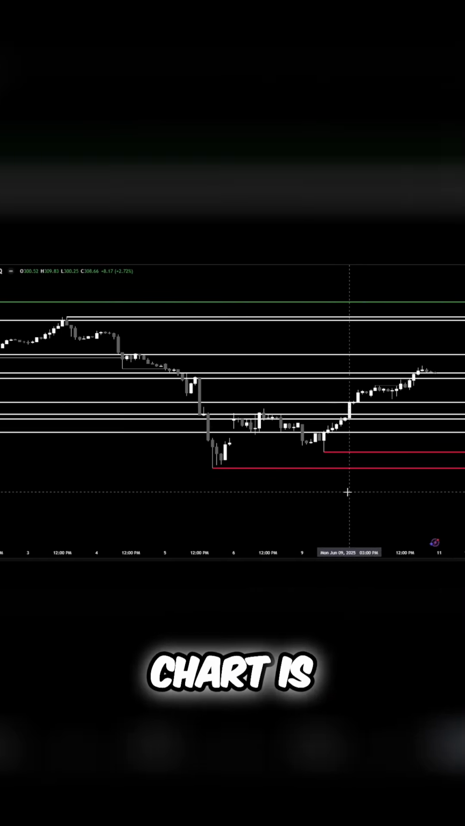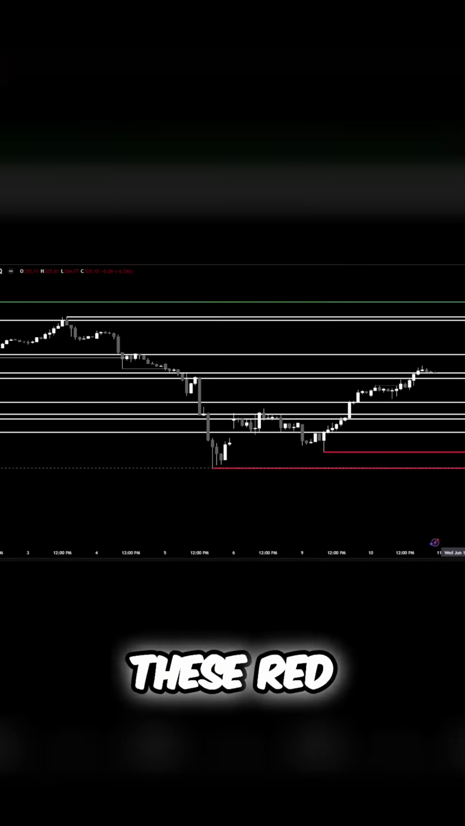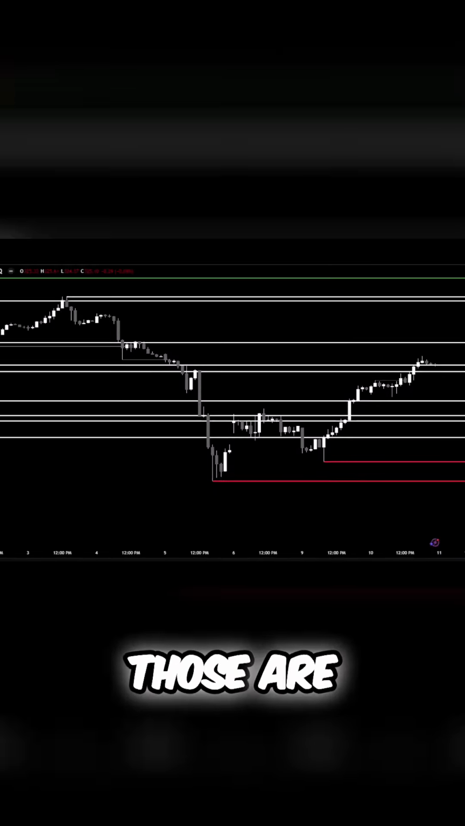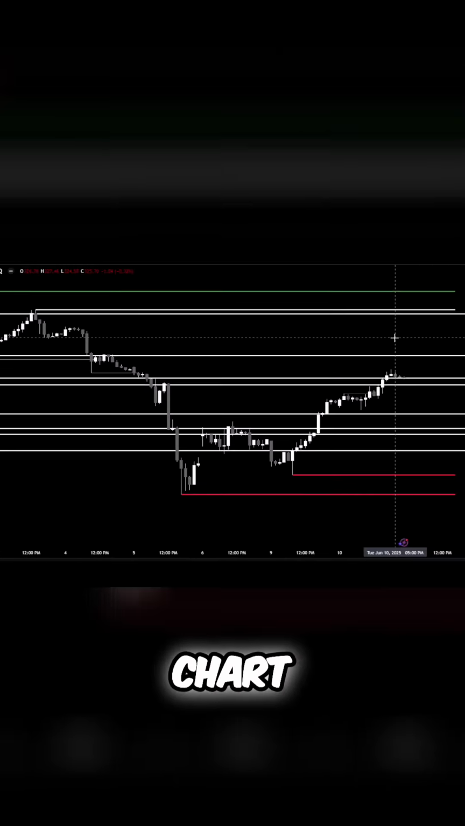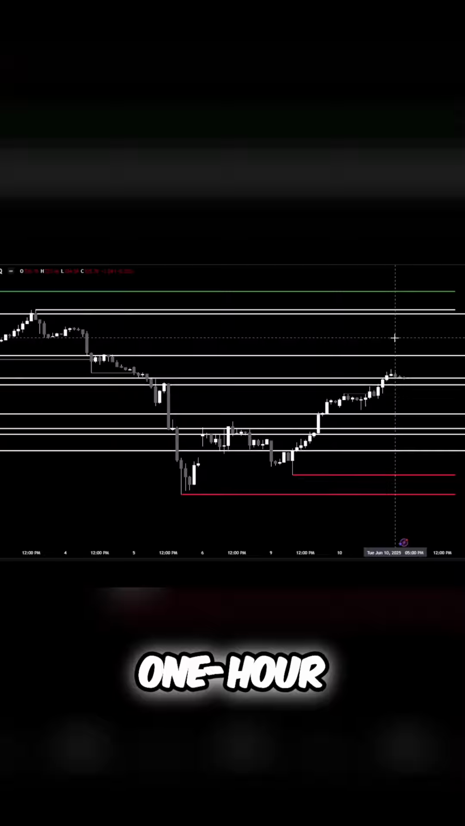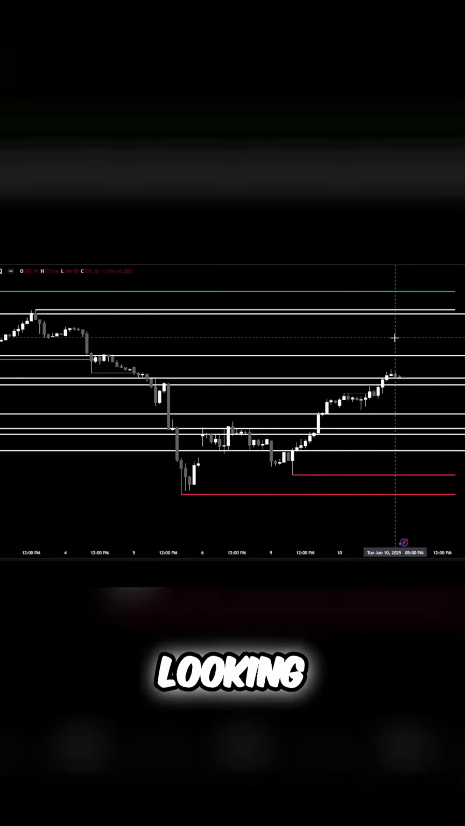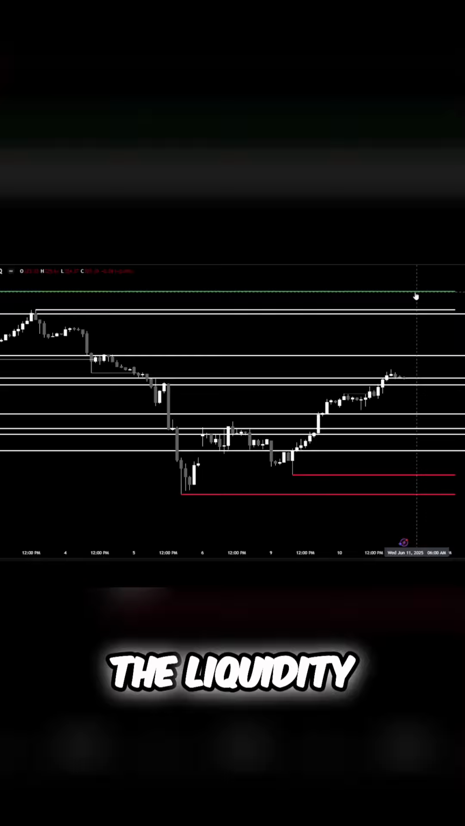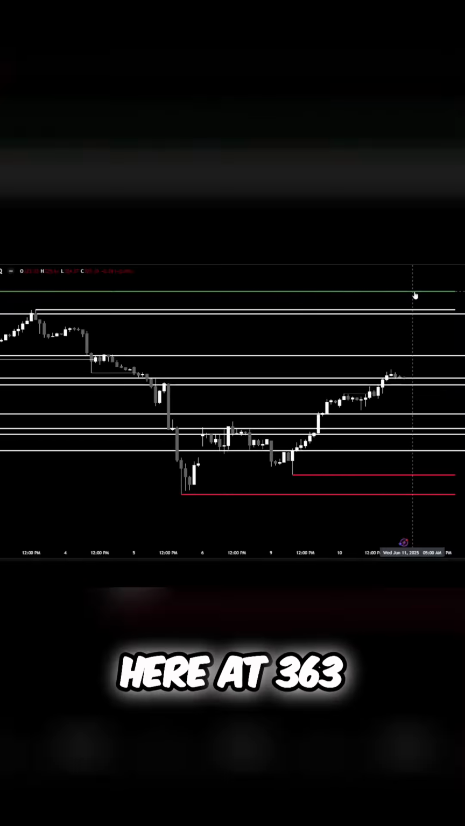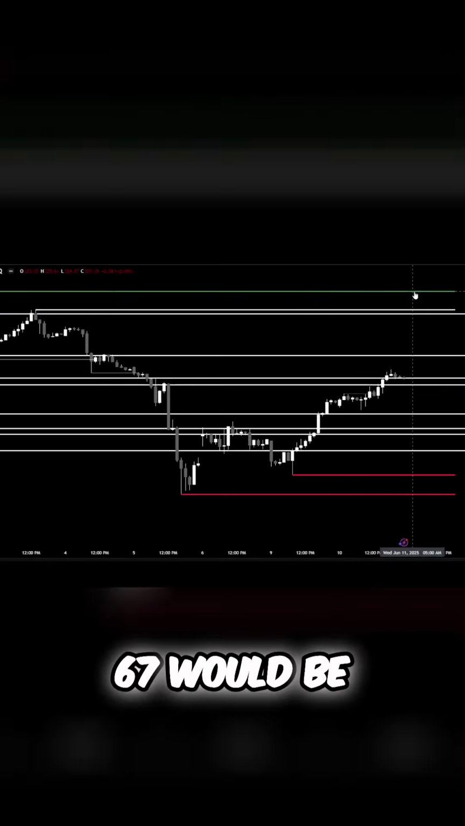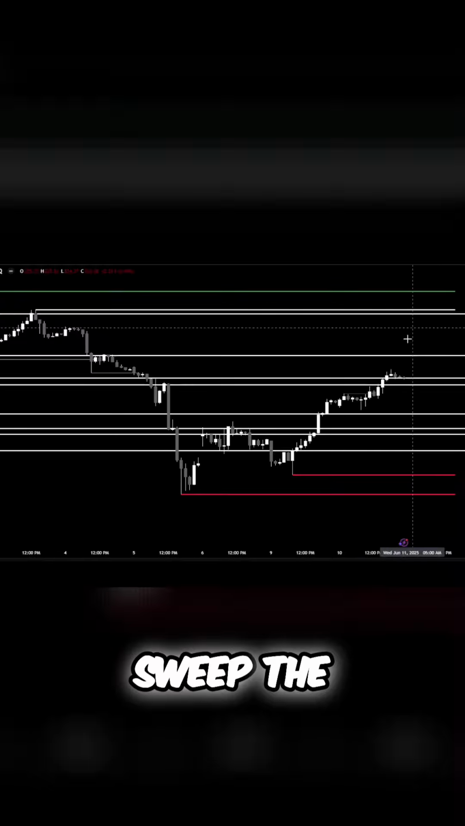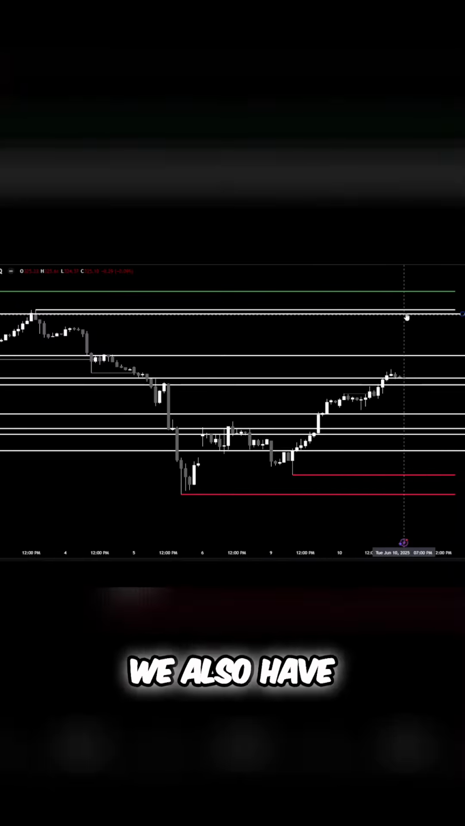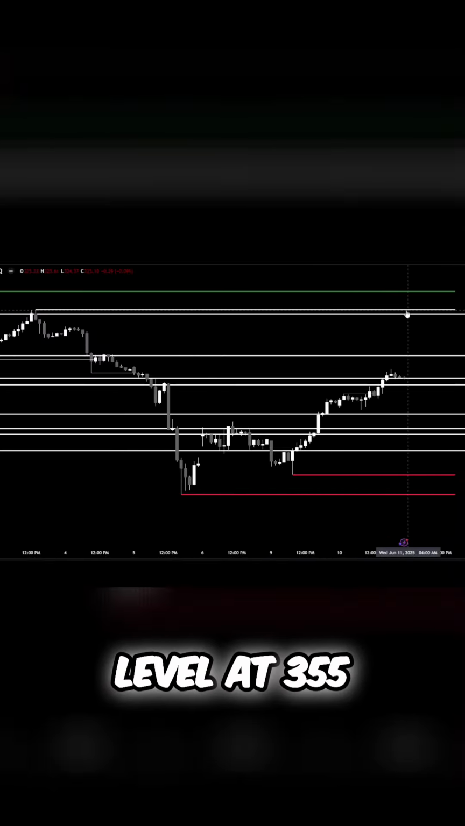The 1-hour chart is where we start to see these green and these red liquidity levels come into play. Those are specific to the 1-hour chart. And on the 1-hour chart, basically what we're looking at is a potential move again up to the liquidity here at 363.67, which would be the full extension to sweep the higher time frame liquidity. Now we also have a liquidity level at 355.